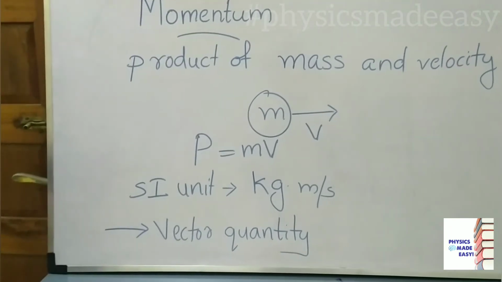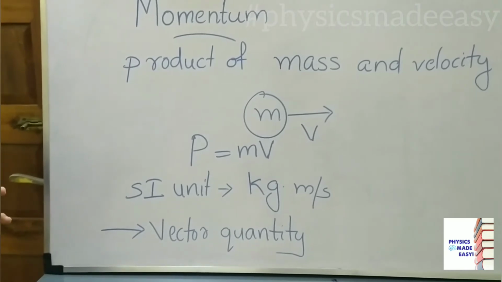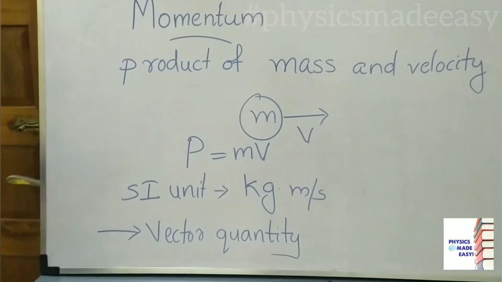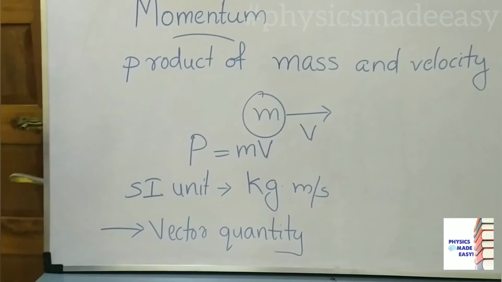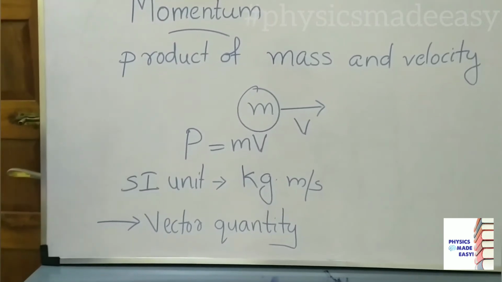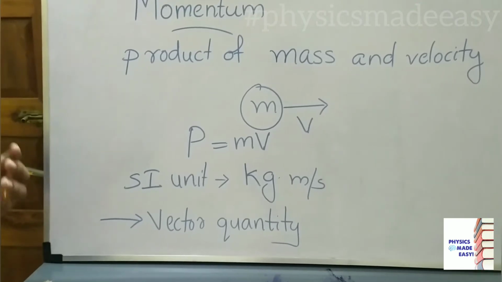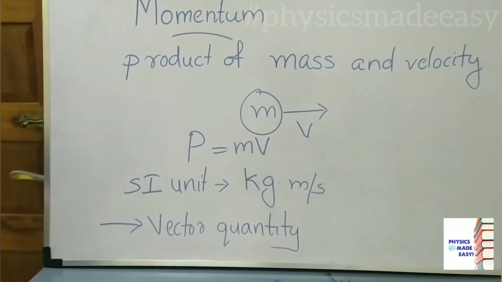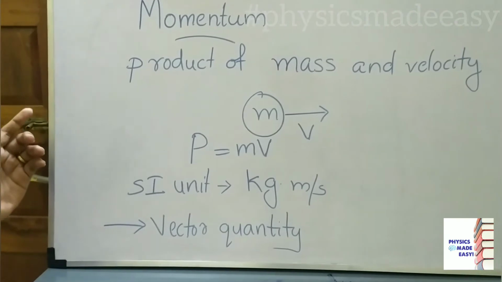You know children, for all objects mass is there. The amount of matter in an object is its mass. If that object is moving, velocity also there. The impacts of motion of an object we can say by using this term momentum.